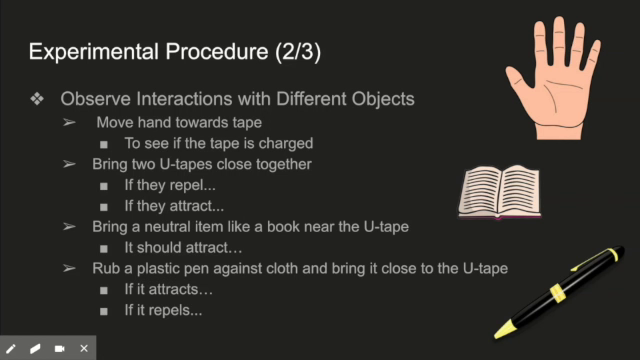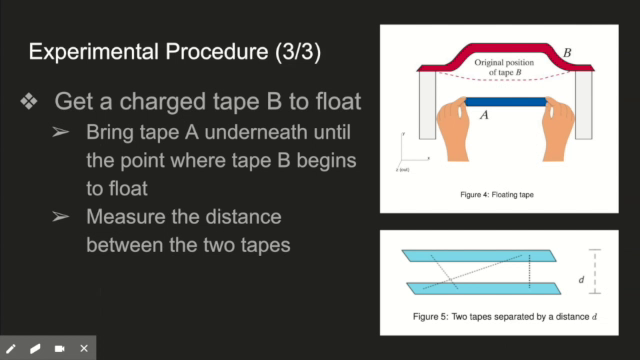Finally, you're going to rub a plastic pen against cloth, which should make it negatively charged, and then bring it to the tape to determine that if it attracts, then that means the tape is positively charged, and if it repels, that means the tape is negatively charged. The final part of the experiment is to get an upper tape B to float by placing tape A close underneath. Once the tape B begins to float, you measure the distance between the tapes.